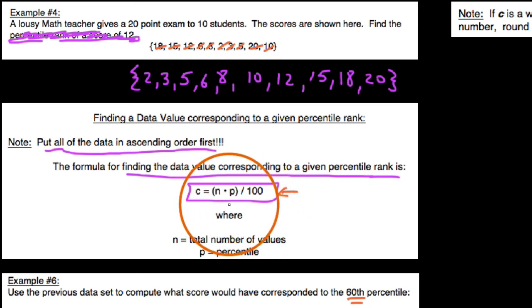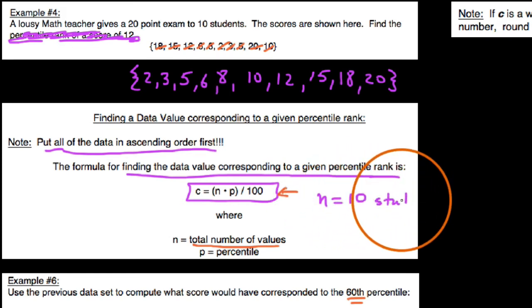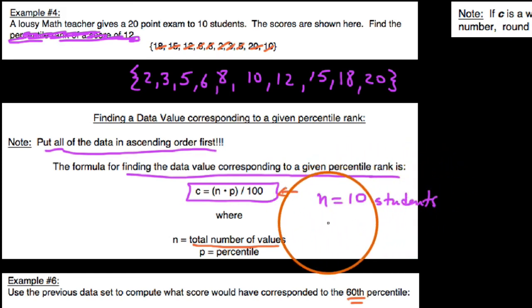But I want to point out some pretty obvious things. First of all, what is N? N represents the total number of data values in a data set. Just like we always use N, in this particular instance our N is 10, and we have 10 students. And then we say P. P now stands for the percentile that you're interested in finding a datum for.